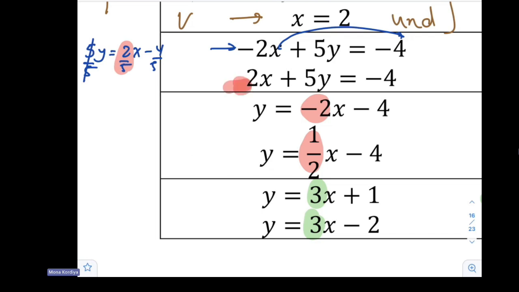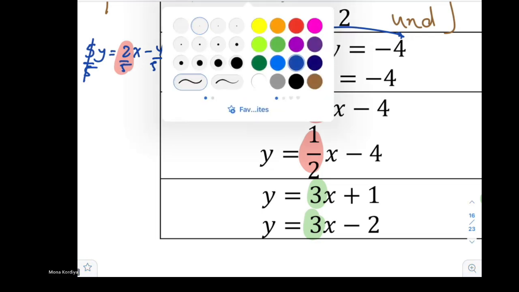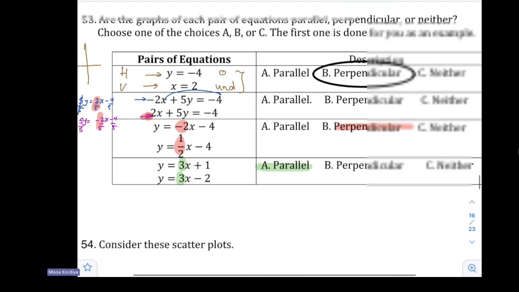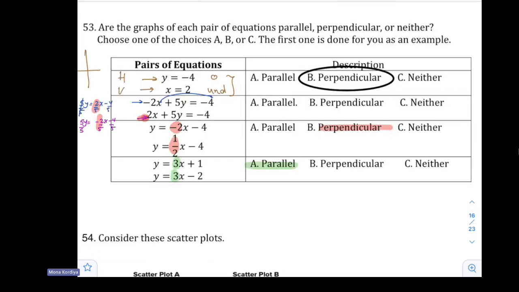And for this one, 5y is negative 2x minus 4. And when you divide by 5, this will be the slope. As you see here, the slopes are only opposite to each other in sign. So they are neither perpendicular nor parallel.